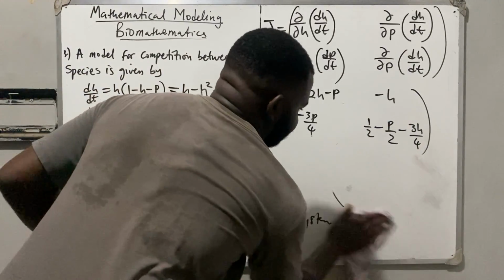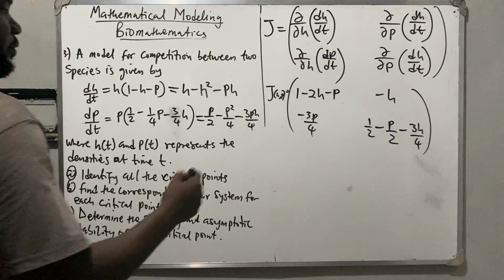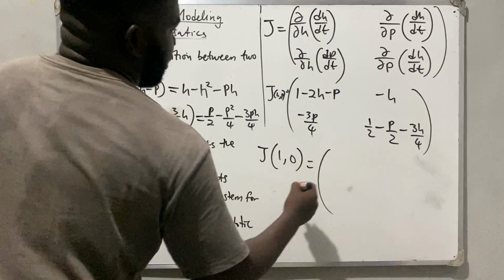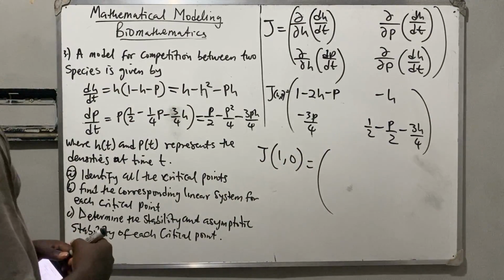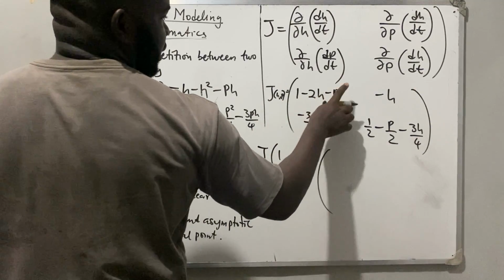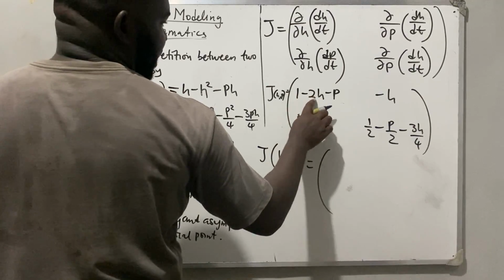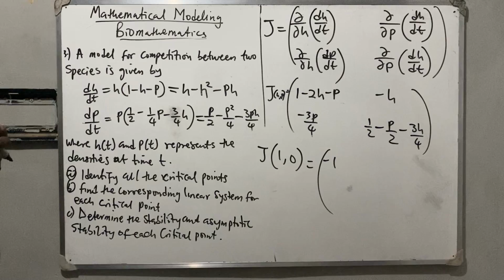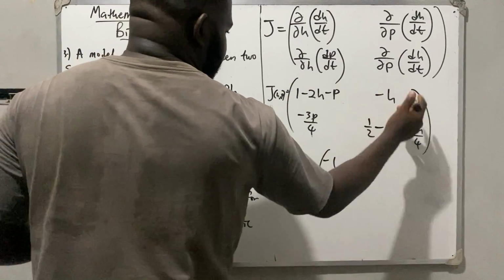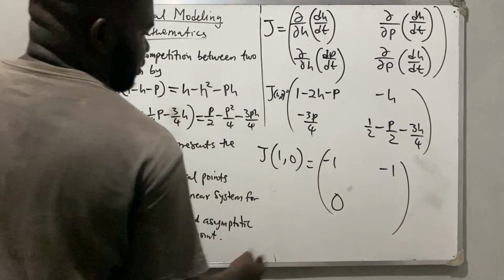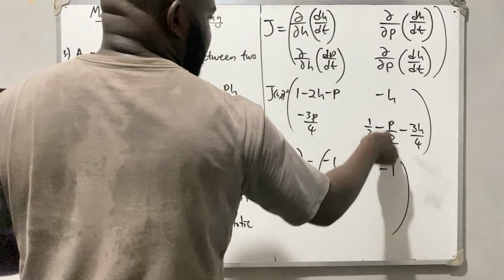To do the next one, I'm going to have J of, we remember when it is 1, it was 0. So now, if you see H, put 1. If you see P, put 0. If I put 1 here, if I put 0 here, this is gone. If I put 1 here, that is 1 minus 2, to give us minus 1. Yes, minus 1. So if I put 1 here again, it becomes minus 1 again. If I put 0 here, here becomes 0.